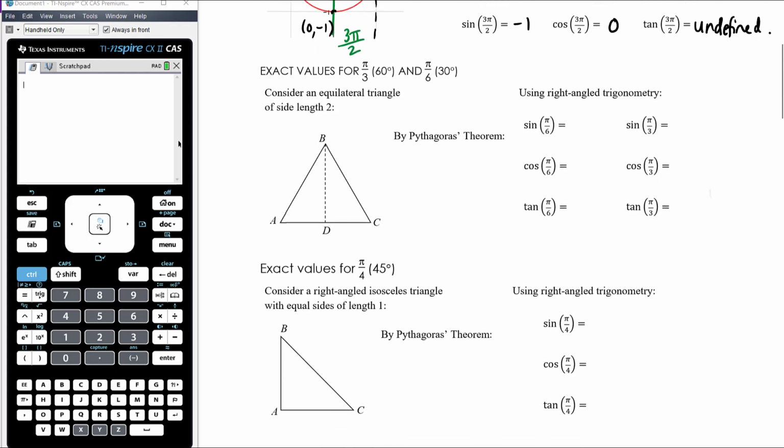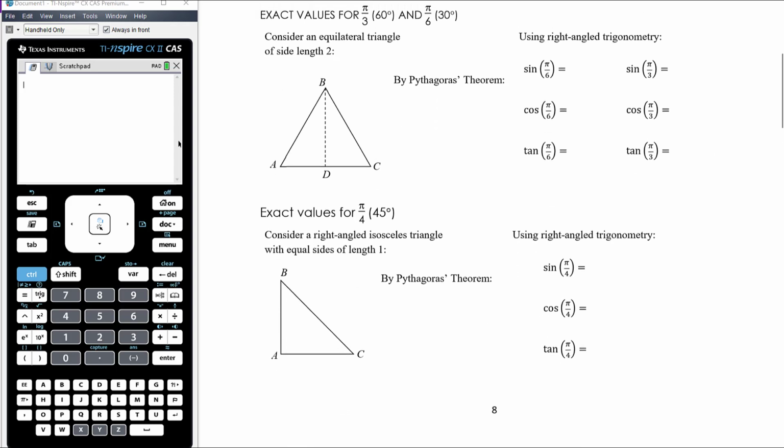Then I want to think about exact values for 3 other important angles. 30 degrees, 60 degrees, and 45 degrees. In radians, 30 degrees is 1/6 of 180, so that's pi on 6. 60 degrees is 1/3 of 180, so that is pi on 3. And 45 degrees is 1/4 of 180, so that's pi on 4.